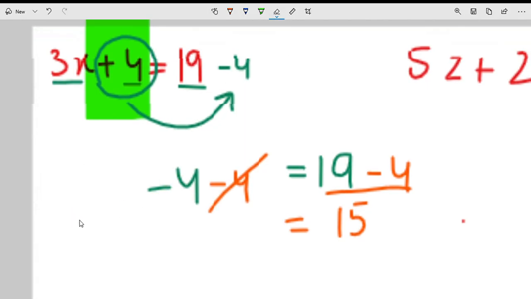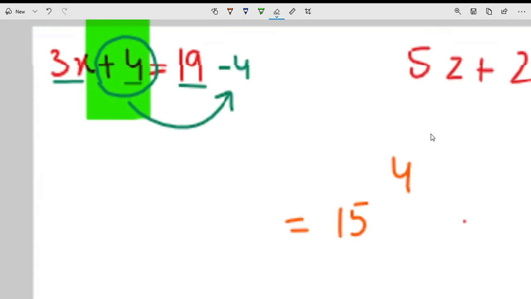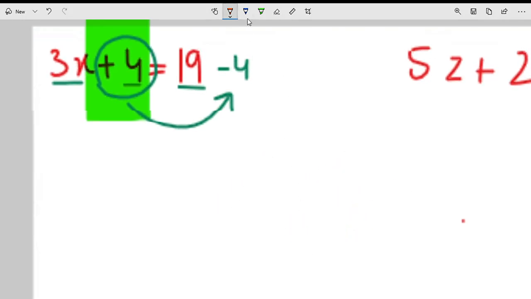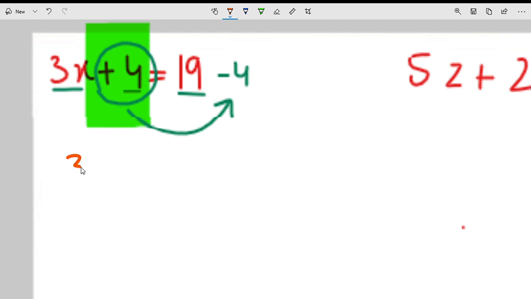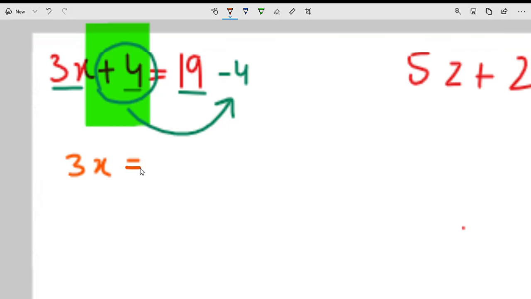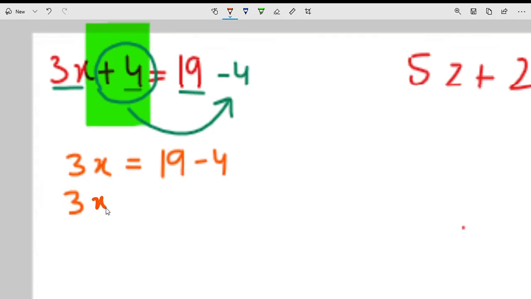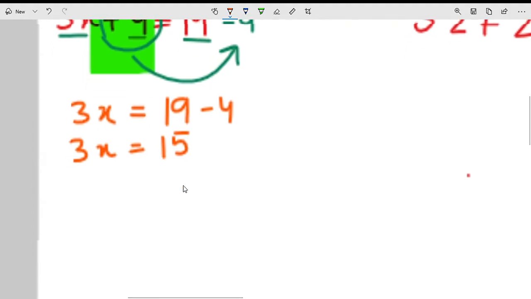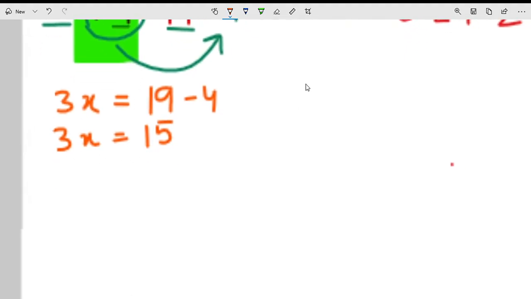So let me just erase this here. So 3x, this plus 4 won't be written here now, equals 19 minus 4. So 3x will equal 15. Now, if you look at this 3x here, this 3 and x, when they don't have any operation between them, they're being multiplied.